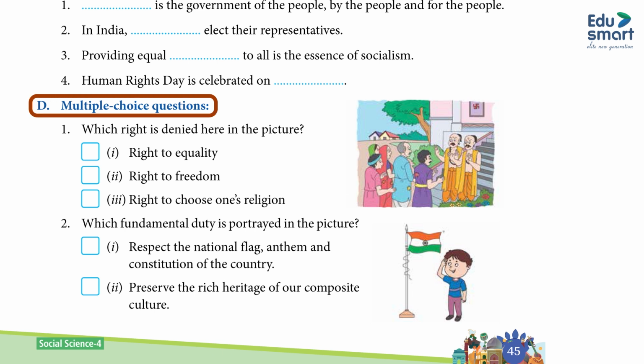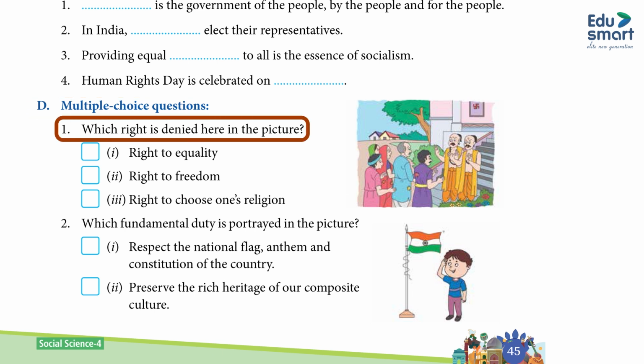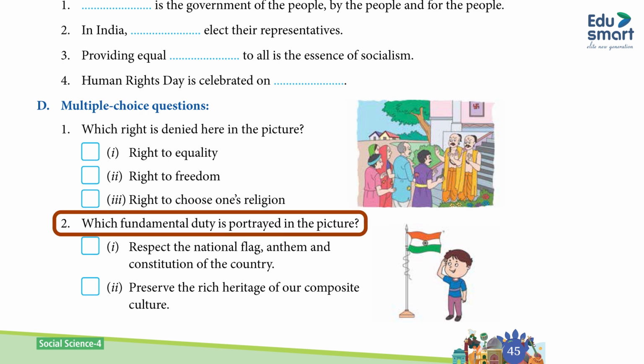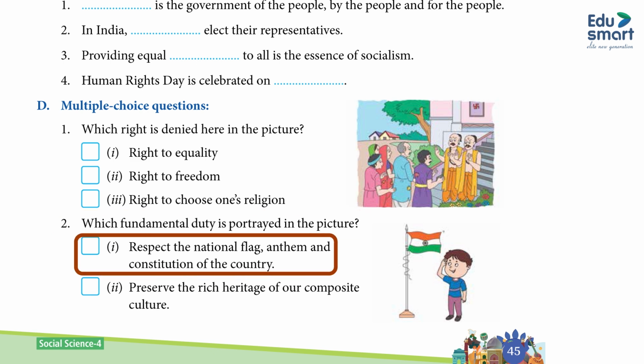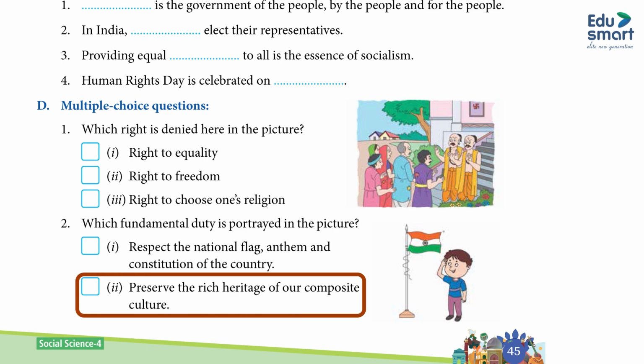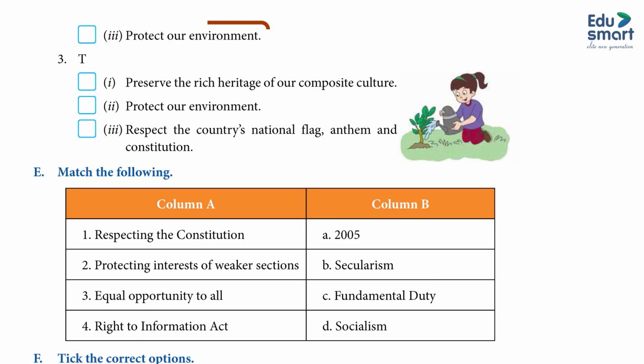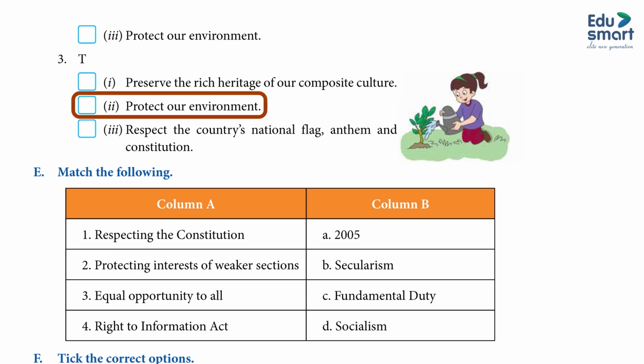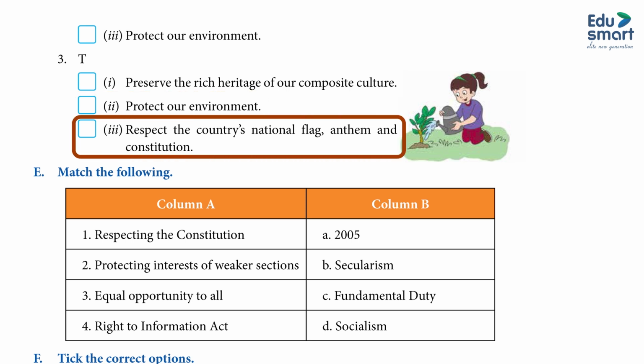D. Multiple choice questions. 1. Which right is denied here in the picture? 1. Right to equality. 2. Right to freedom. 3. Right to choose one's religion. 2. Which fundamental duty is portrayed in the picture? 1. Respect the national flag, anthem and constitution of the country. 2. Preserve the rich heritage of our composite culture. 3. Protect our environment.